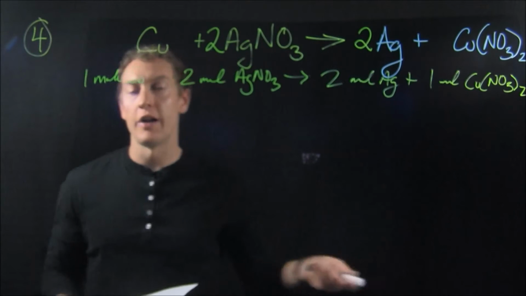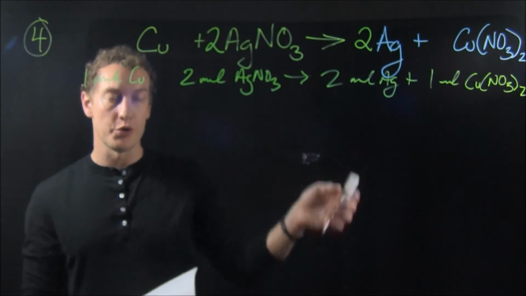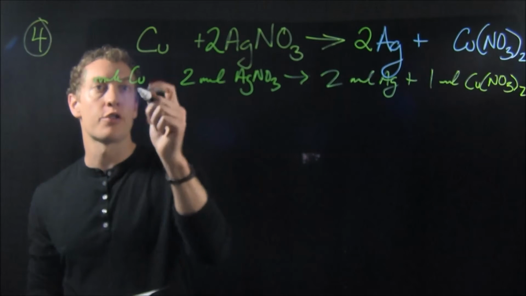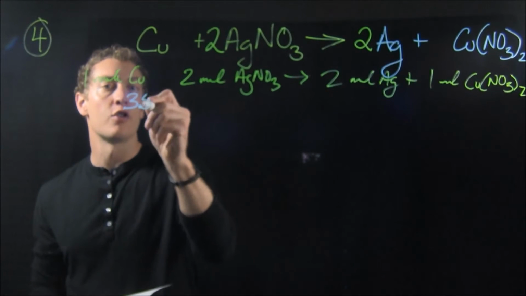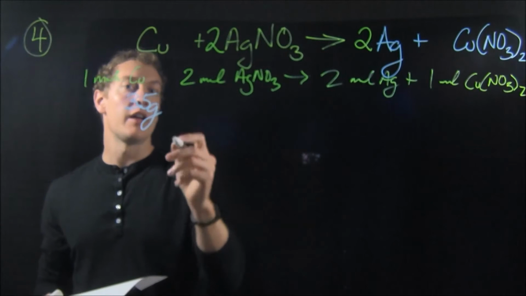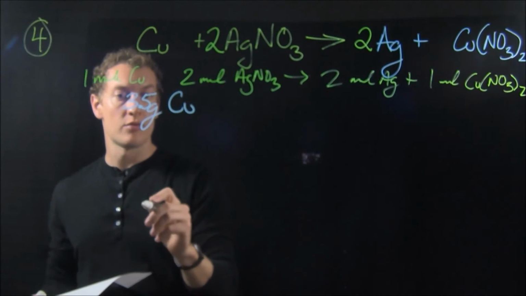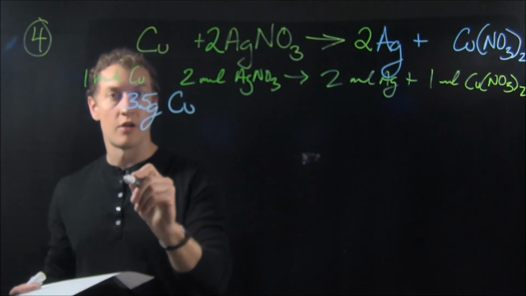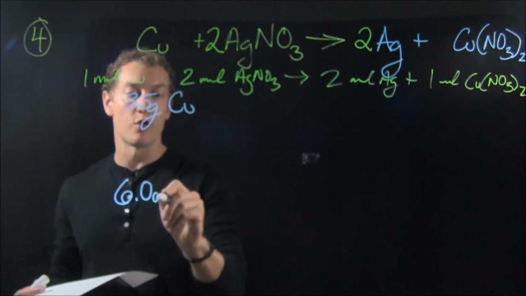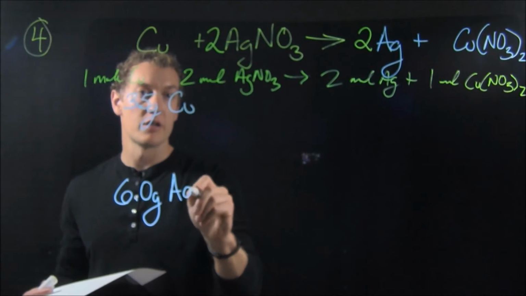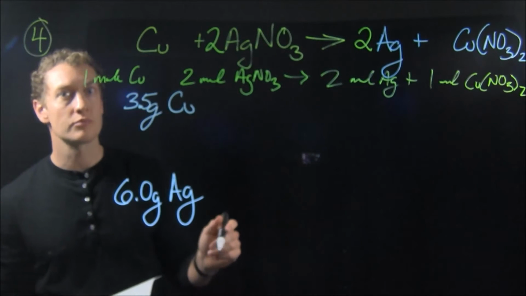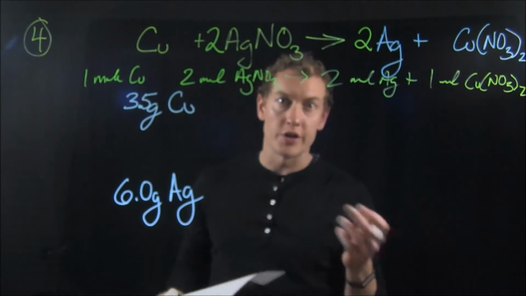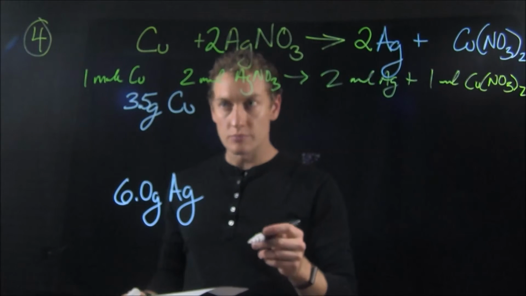And oh, how wonderful life would be if we just had moles and we had to figure that out. But it tells us that we are reacting 3.5 grams of the copper, and we are using 6.0 grams of the silver nitrate. It asks us what's going to be the limiting reagent and what's going to be the excess reactant.